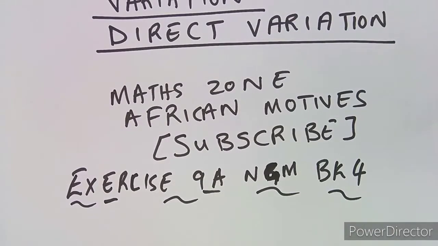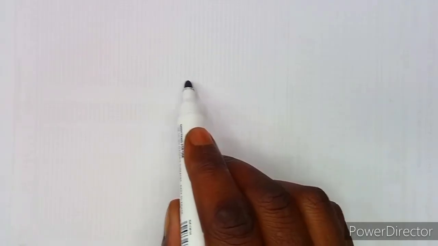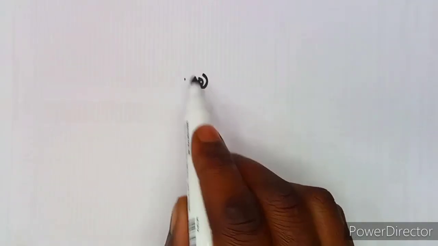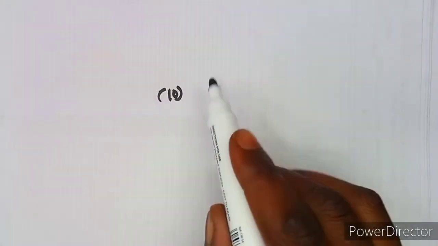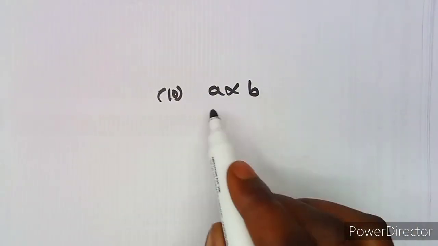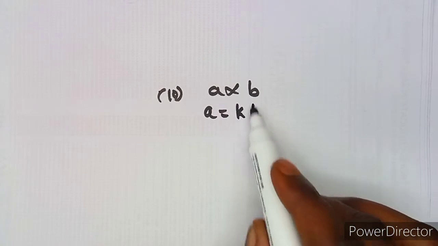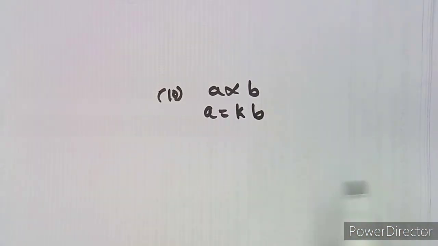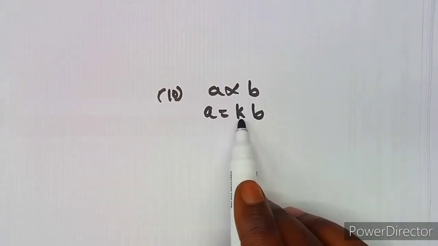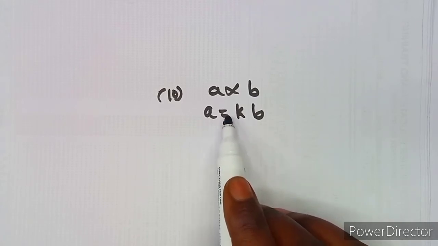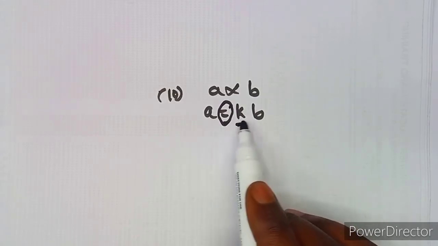First thing, I have to introduce the constant. Remember what I said. This is number 10. We are given A, which varies directly as B, so I'm going to introduce the constant. That's the first thing. When you introduce the constant, make sure that you also introduce the equal sign. These two work hand in hand.